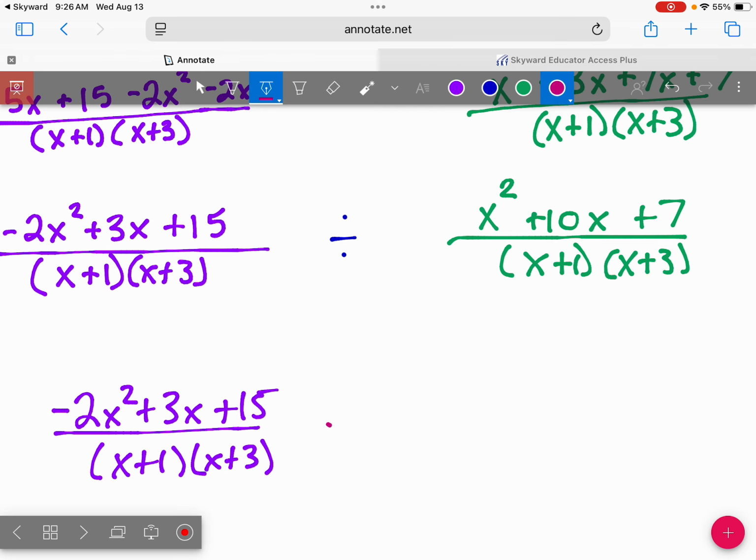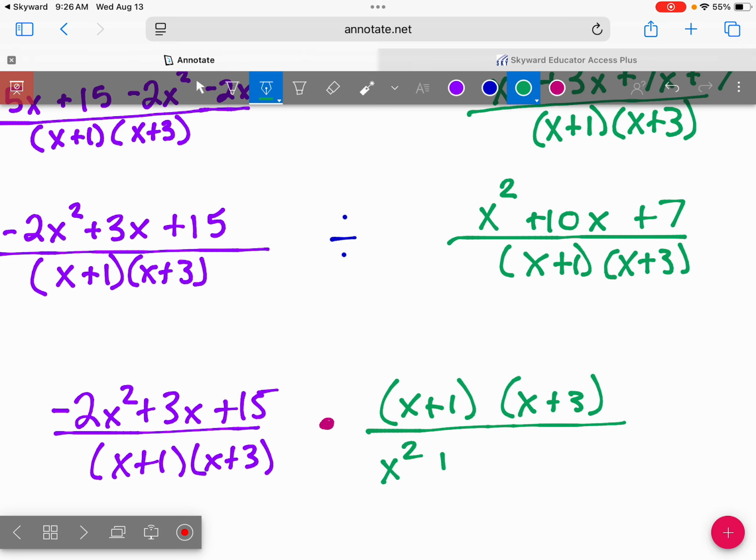Then we're going to change our sign from division to multiplication. And then we need to flip our second fraction. We're going to have our x plus 1 over x plus 3 over our, what was our numerator, x squared plus 10x plus 7.